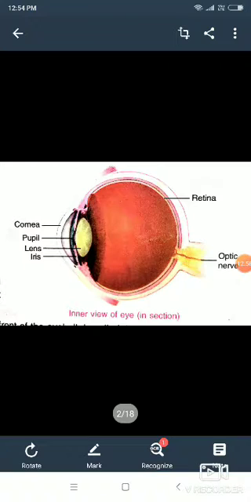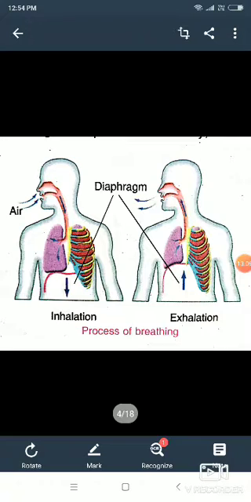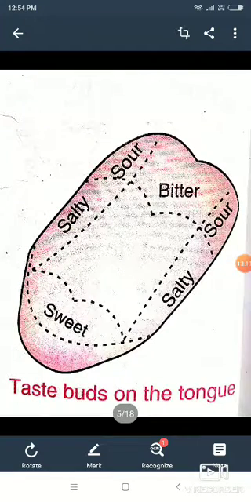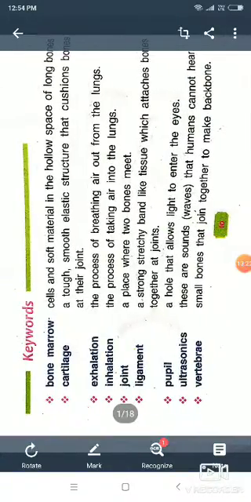That means if the question will be draw a well labelled diagram of inner view of the eye, you will draw this, and this is the human breathing system. You can draw this, and this is the process of breathing. You also draw this, and this is the taste buds on the tongue. You can also draw this diagram. So these are very easy diagrams. You practice in your notebook in the rough copy, and then you fill in your notebook and note down.